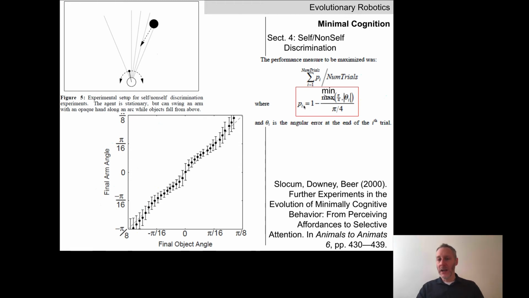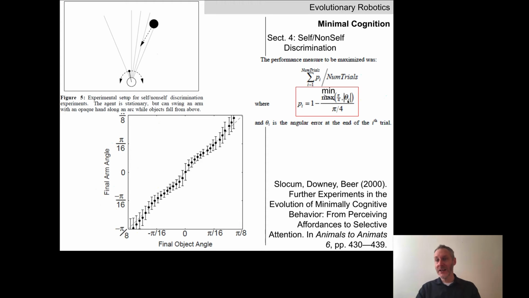Okay. All right, so performance is 1 minus some ratio. You'll notice here, if the angular error is 0, then we have the minimum between pi over 4 and 0, which is 0. 0 over pi over 4 is 0. 1 minus 0 is 1. So the best thing this agent can do, the maximum number of points it can get, is 1. And it gets the maximum number of points if the angular error is 0, if it manages to catch the object where it hits in front of the agent.